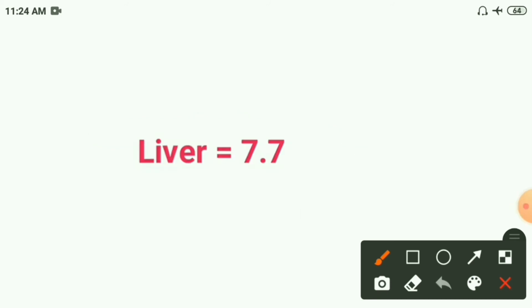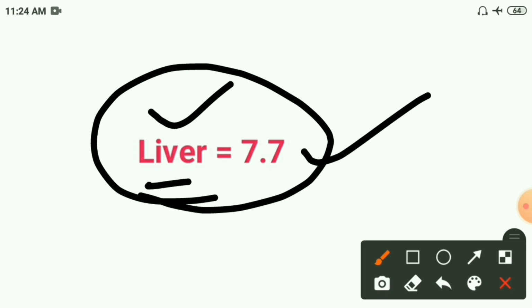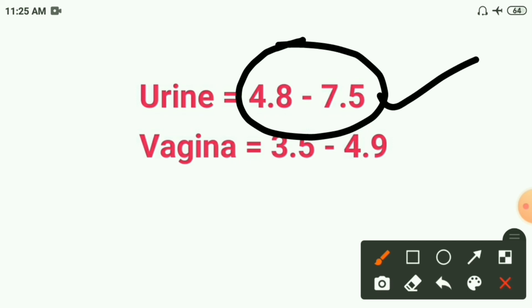Now we can see the pH value of liver. pH value of liver is 7.7. In our human body, what is the largest gland? That is liver. Largest gland of human body, liver. Its pH value is 7.7. And pH value of urine is between 4.8 and 7.5.